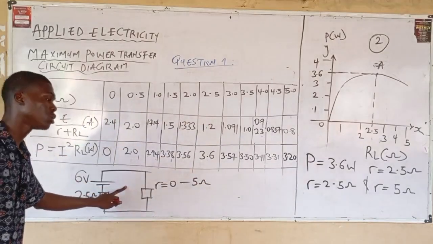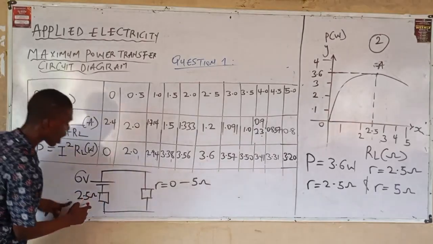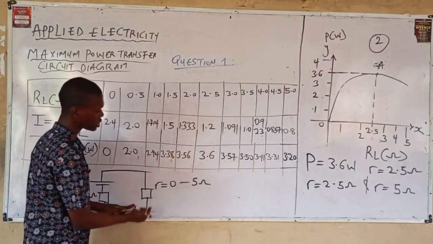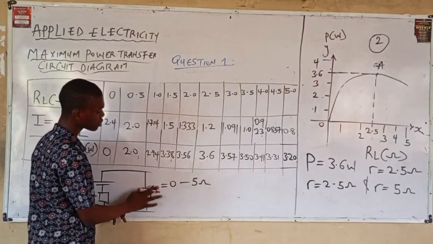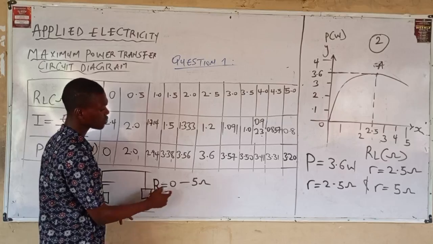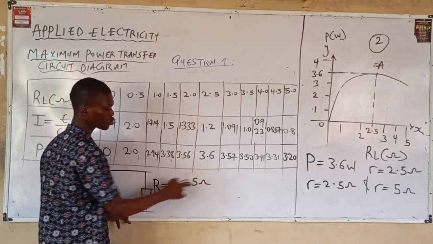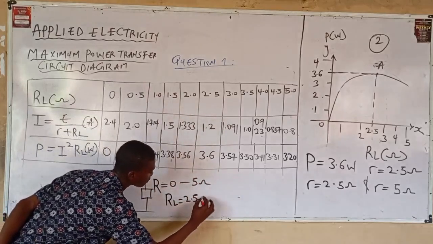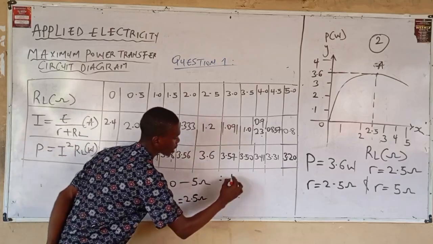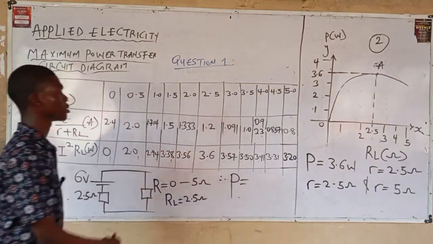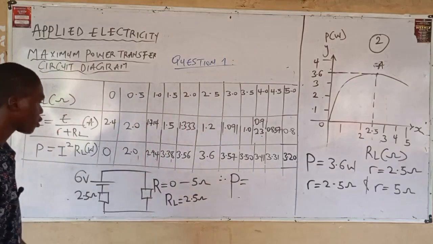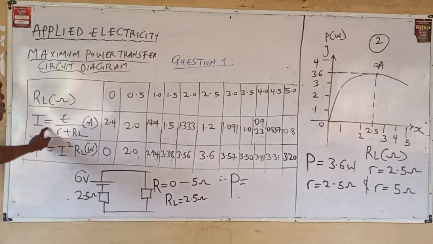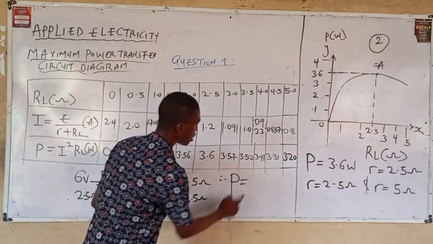Following my principle, I already know that the value of R in this case, which is 2.5, must be the value of R here. Since the load resistor ranges from 0 to 5, my interest should be 2.5 ohms. Therefore, my maximum power transfer becomes what? My current, of course, you calculate using this formula, and we got 1.2.